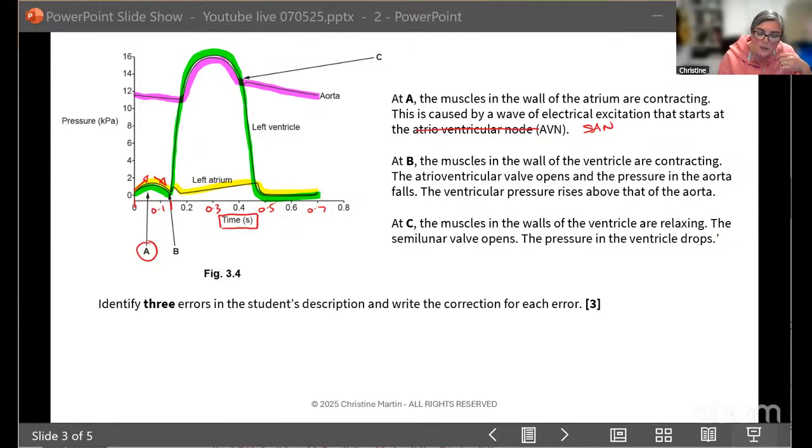At B, so now we're down here. So we're at that point there. At B, the muscles in the wall of the ventricle are contracting. So what we're seeing is ventricular, excuse me, systole is occurring. So the contraction of the ventricles is happening. The atrioventricular valves are open. Now, this is an interesting one because some students get confused about those valves and where they are and what they are doing.